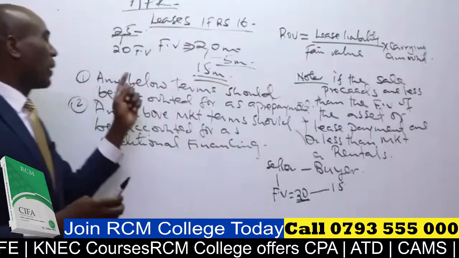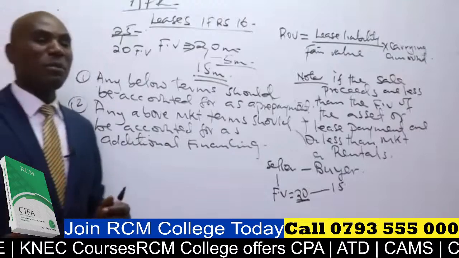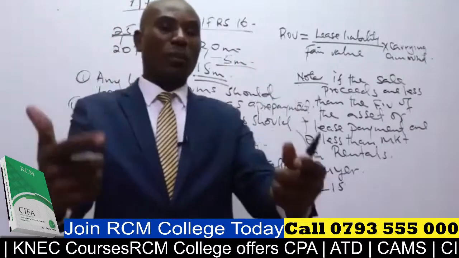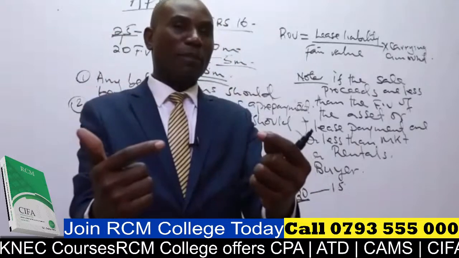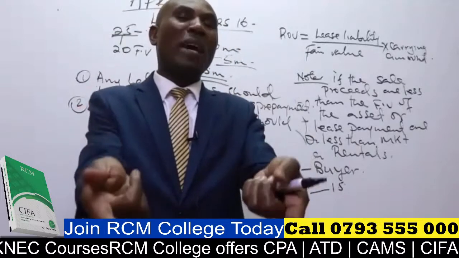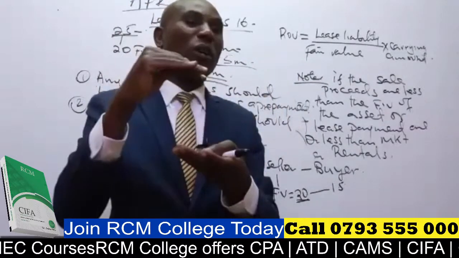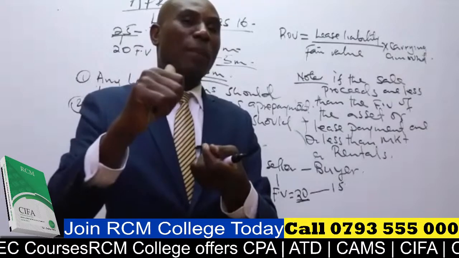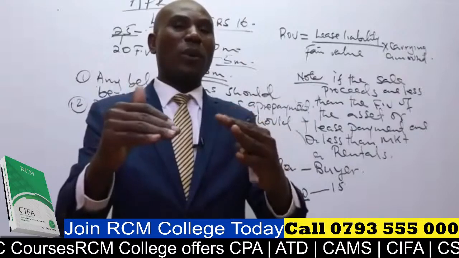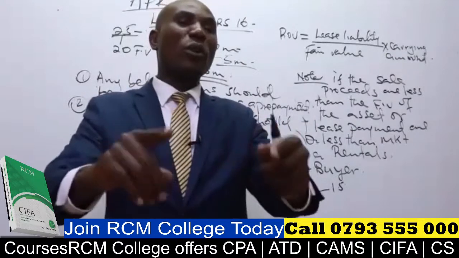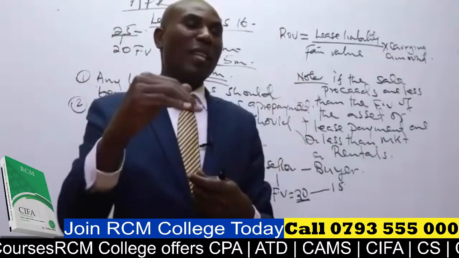Then, again, we have what we call above market terms. Above terms means Mwalimu gave you a laptop. The fair value of the laptop is 20 million. But for you, you paid 25 million instead of 20. We are not talking about the carrying amount. We are talking about the fair value of the laptop. The fair value of the laptop is 20. But for you, you paid 25 million. Therefore, what does it mean there?